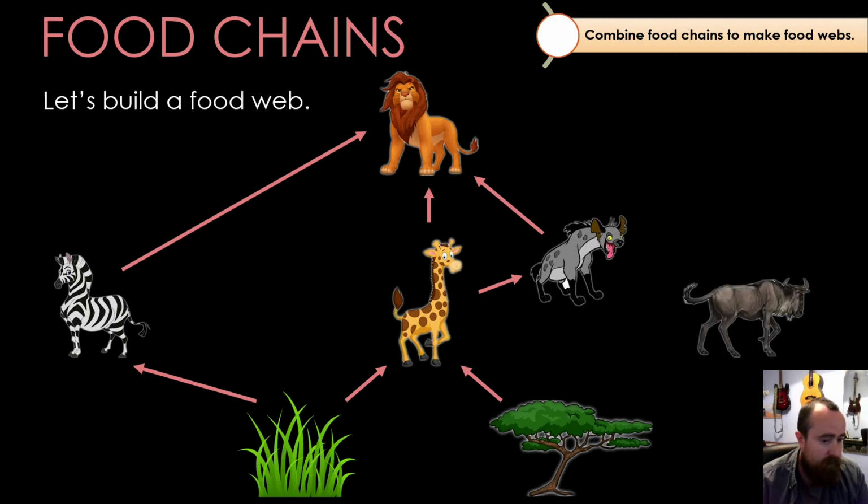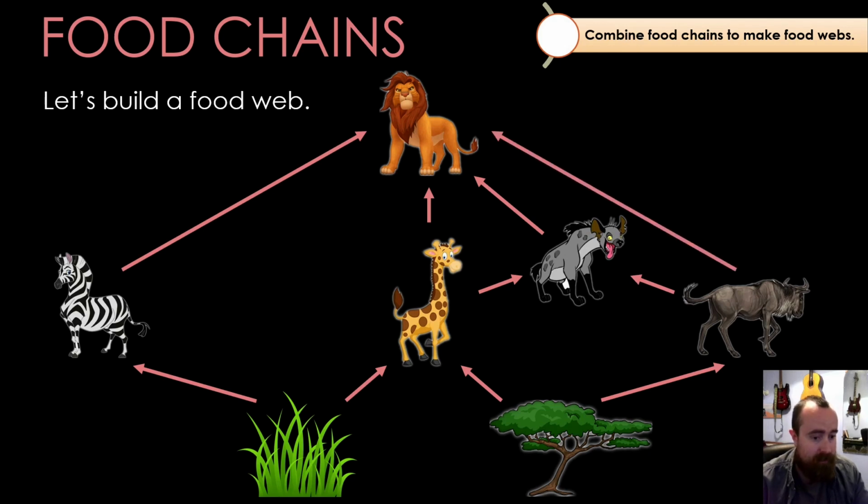This funny-looking animal is a wildebeest. If you've ever seen The Lion King, it's the animal that comes rushing down the side of the cliff just before the scene with Simba's dad, Mufasa. Very sad. So, wildebeests will also eat acacia trees, or the leaves on the acacia trees, but they'll also be eaten by hyenas, but they're also eaten by lions.